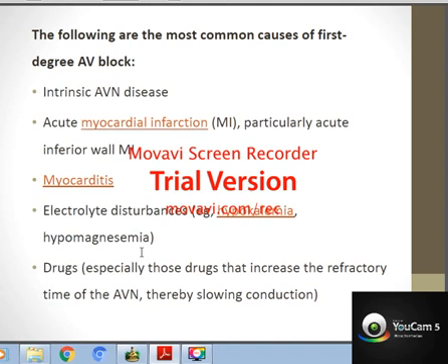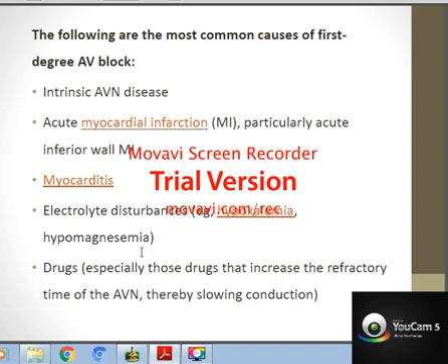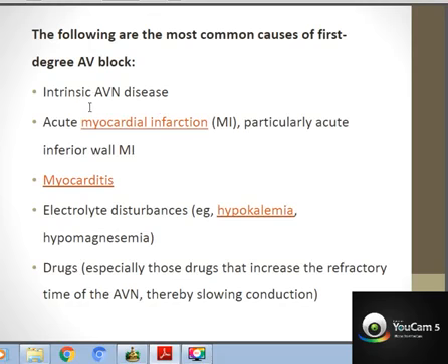That is the easy identification of first degree heart block. Following are the common causes of first degree: atrioventricular nodal diseases, like if any myocardial infarction affects the AV node, of course it happens. Acute myocardial infarction, particularly inferior wall MI. Inferior wall MI causes atrioventricular blocks because it affects the AV node.